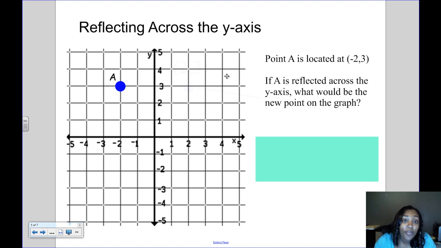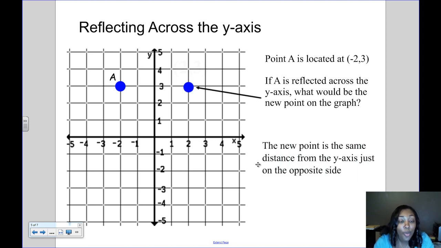So now let's look at how to reflect something across the y-axis. So the y-axis is the axis that goes up and down. So that means we want our point to flip to the other side of the y-axis. So we want to flip across it. So right now it's to the left of the y-axis. When we reflect it, we want it to land on the right side of the y-axis. Right now point A is located at -2, +3. So when it reflects and flips, we want it to land on this side of the y-axis. So when it lands over here, it's going to be at +2, +3.